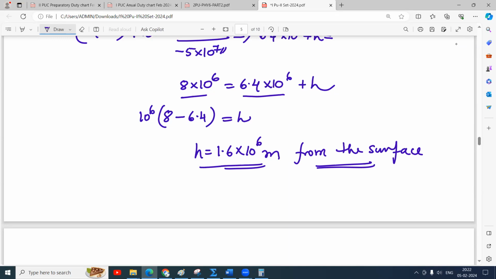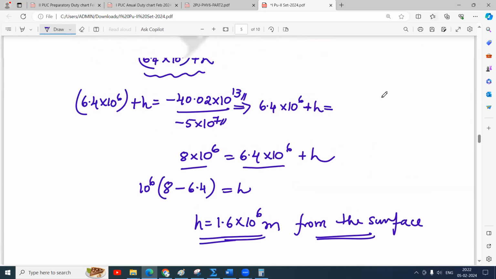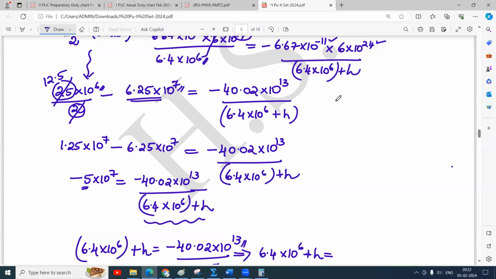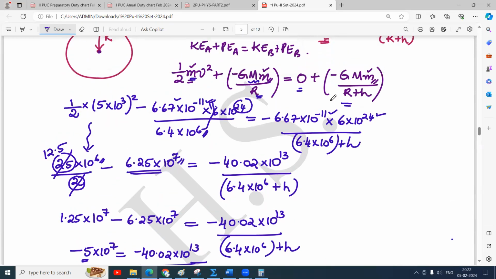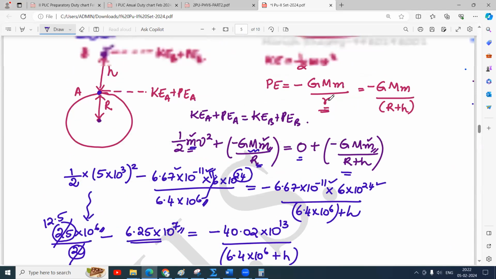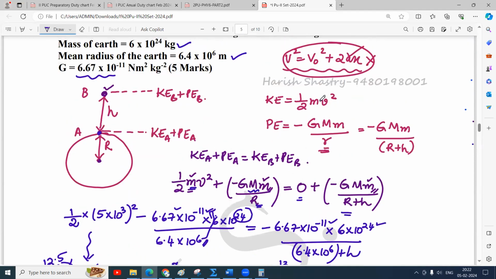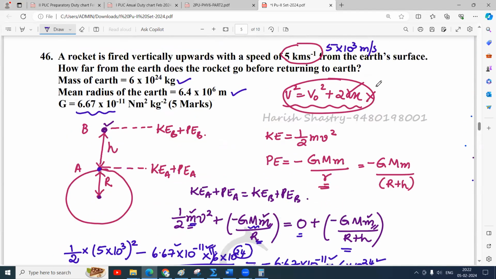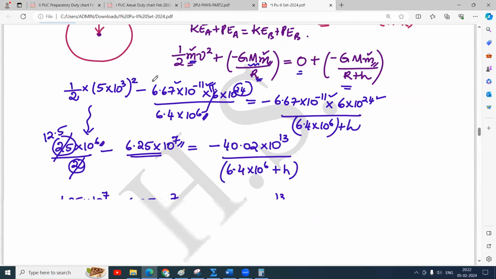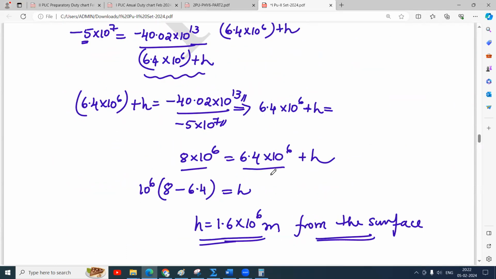So that is the way in which you have to solve. It looks very long, but it is not. It is a very short problem. Once you practice these types of problems once or twice, it will be very easy. So only the conservation of energy principle will solve this. We are asked to calculate how far from the Earth the rocket goes. It goes to a height of 1.6 into 10 to the power 6 meters.